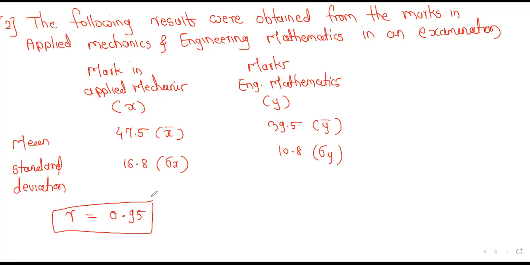Okay, so first of all, write down. If we want to find byx and bxy, then byx is equal to r into sigma y upon sigma x. bxy is equal to r into sigma x divided by sigma y.